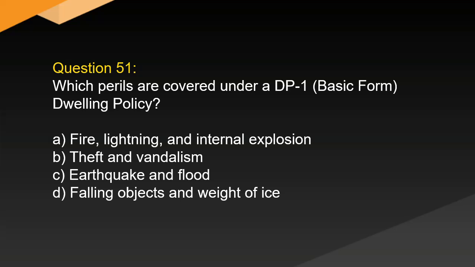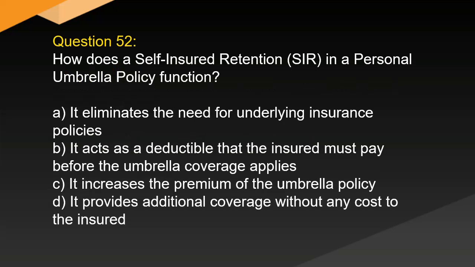Question 51. Which perils are covered under an HO-1 basic form dwelling policy? A. Fire, lightning, and internal explosion. B. Theft and vandalism. C. Earthquake and flood. D. Falling objects and weight of ice.